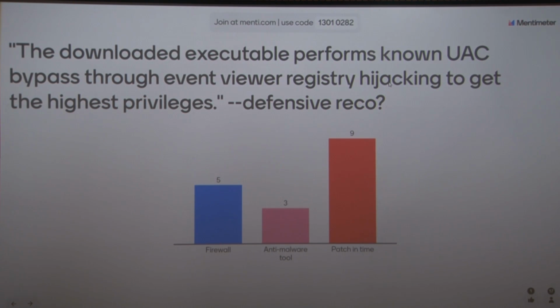See, the sentence is saying that there was a UAC bypass, which is already a known UAC bypass. What does that mean? That means there is a known vulnerability in this event viewer registry, whatever the component is. So the reason why it happened, the threat actor could exploit it, is because you did not patch it in time, right. So patching is the solution, the defense recommendation. Firewall and anti-malware will not help you here, because you have left unpatched components.